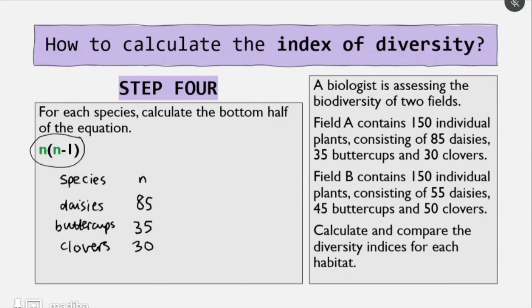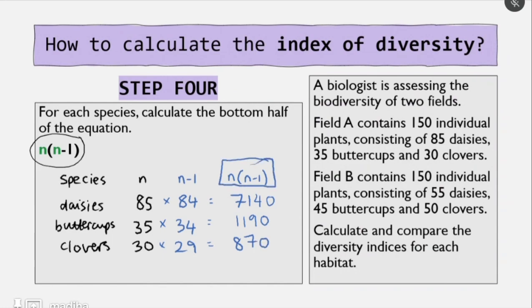So what I like to do is, in my own pen, I add a second column, which is the n minus 1, and then a third column, which is n times n minus 1, okay? And then I can just work out from there. So n minus 1 will be 84, 34, 29. And then for the n times n minus 1, we're just timesing these. So from the values I've written down before, I got 7,140, 1,190, and 870, okay? So these are all of the n times n minus 1 values that I got for all of the different species. So you do it for all of the species in that habitat. Okay, next step.